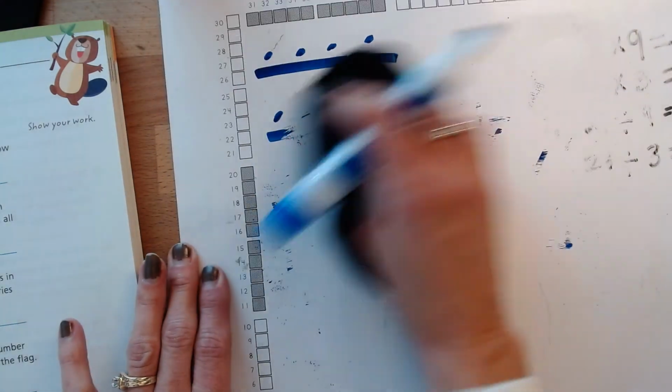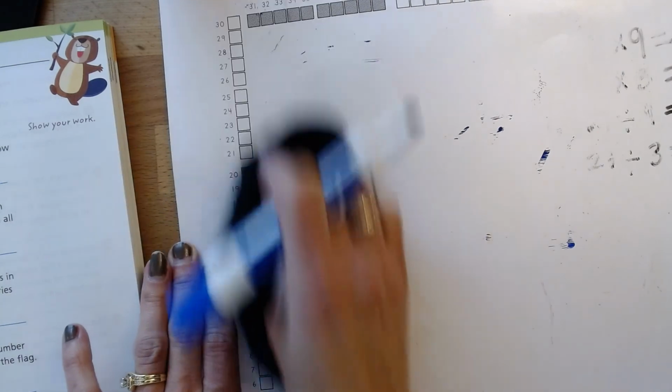Let's try one more before I let you go. And then remember, you can cut out those strategy cards and you can look on pages 65 and 66 to do some practicing if you would like.